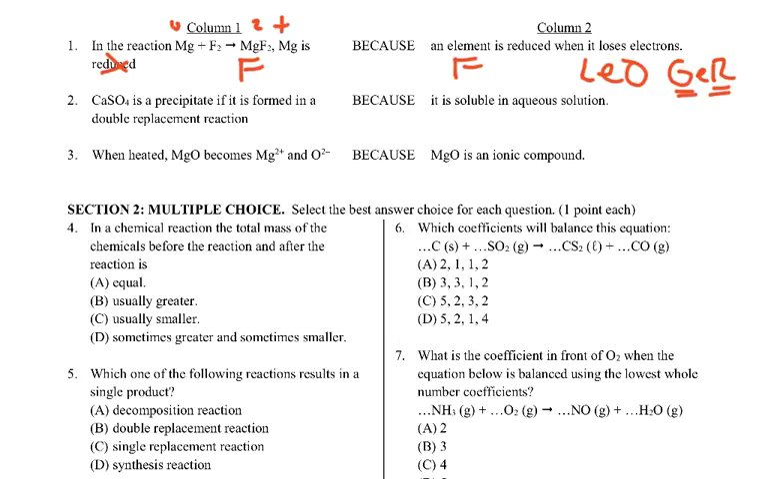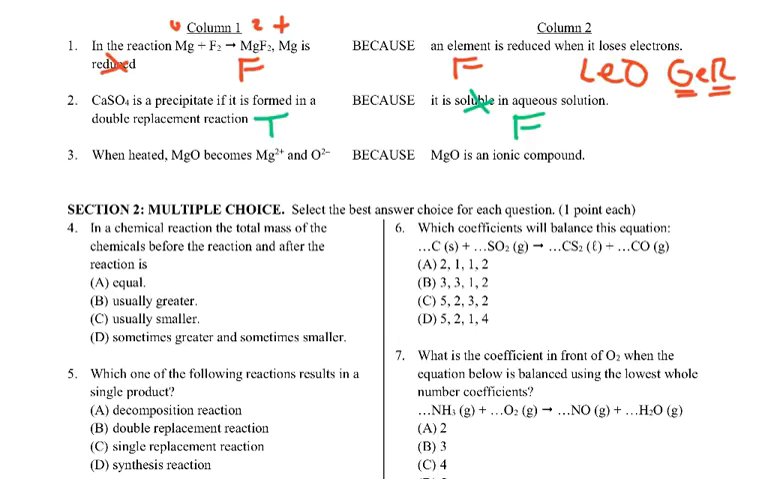Number 2, calcium sulfate is a precipitate if it is formed in a double replacement reaction. We have to look at the solubility rules. We see sulfates are usually soluble, but not with calcium, barium, strontium, and lead. So this is true. It is a precipitate. And because it is soluble in aqueous solution, no, that's wrong. Okay, that's a precipitate because it's insoluble. So that's a true false.